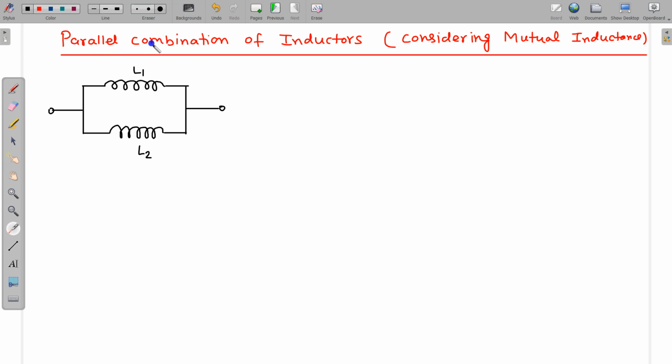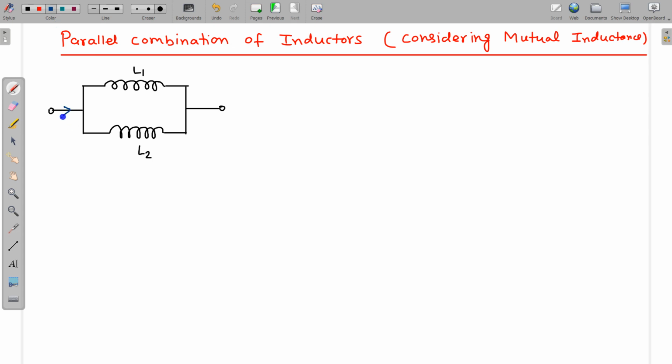In this video, I'm going to discuss the concept of parallel combination of inductors, and I am considering their mutual inductance, their interaction, also. So these are the two inductors L1 and L2 connected in parallel, and I have to find the equivalent inductance of this combination. So let us go about this.